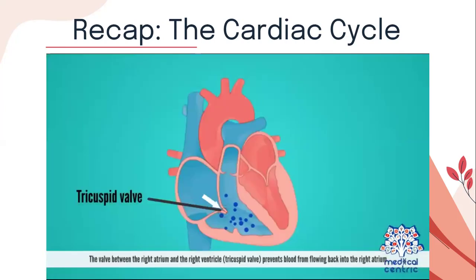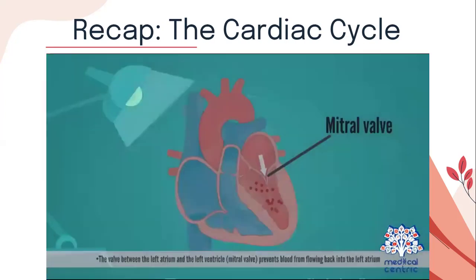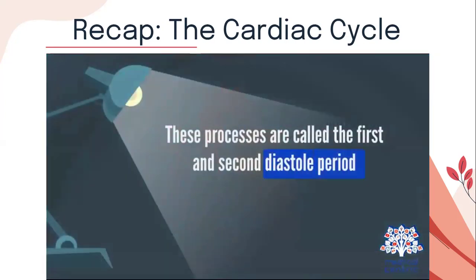The valve between the right atrium and the right ventricle, the tricuspid valve, prevents blood from flowing back into the right atrium. The valve between the left atrium and the left ventricle, the mitral valve, prevents blood from flowing back into the left atrium. These processes are called the first and second diastole period.